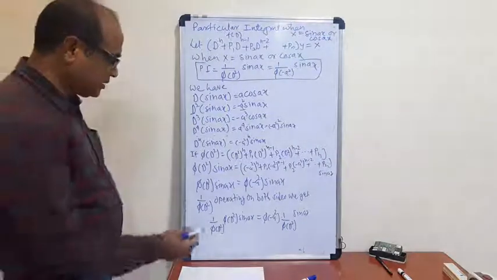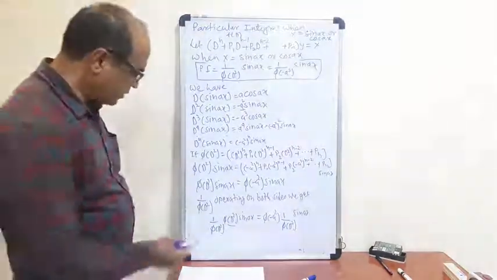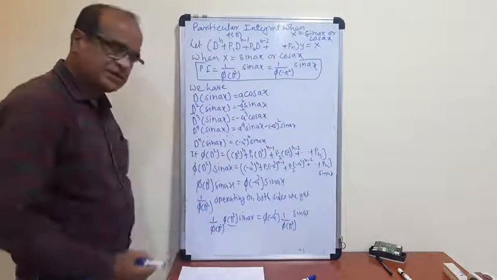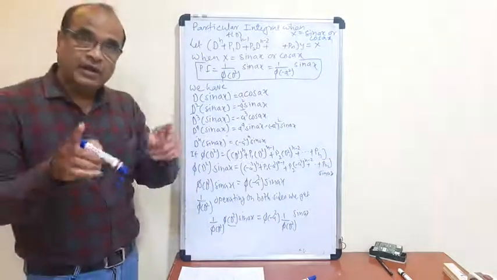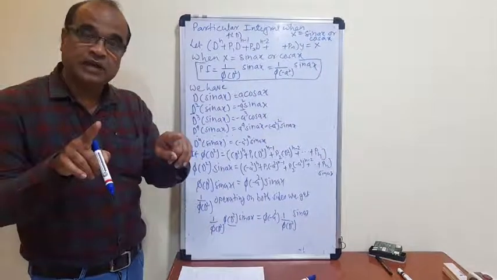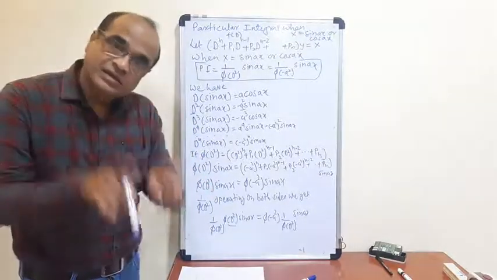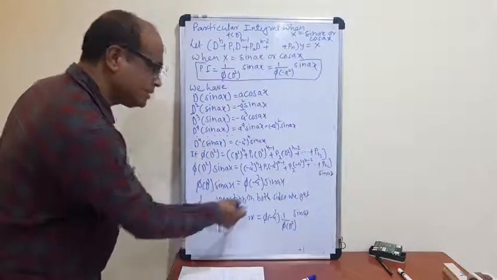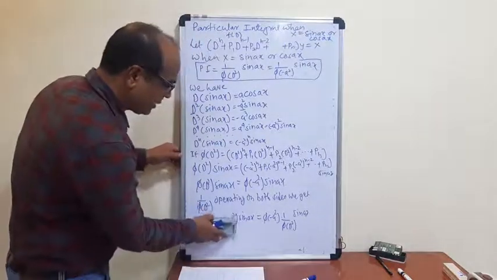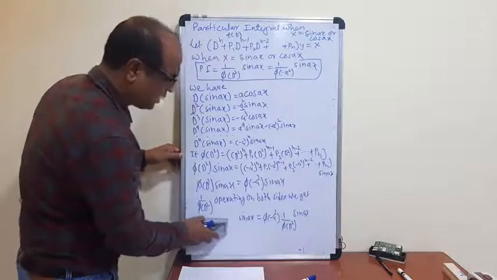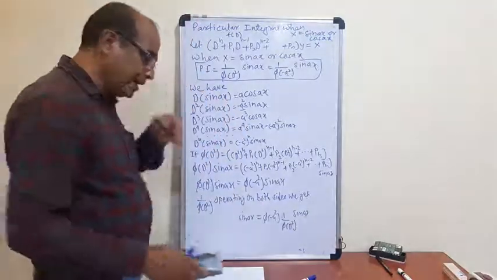But what is this? This is a derivative operator, and this is an integration operator. A derivative operator and an integration operator are inverse operators of each other, so they cancel each other. So we get sin x is equal to this.